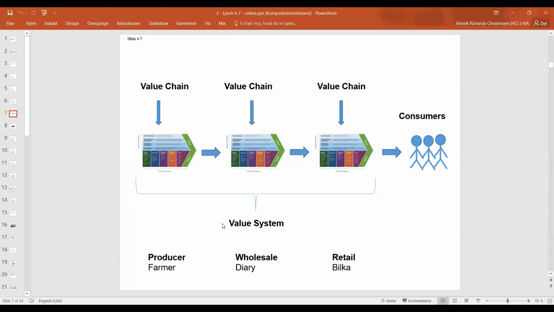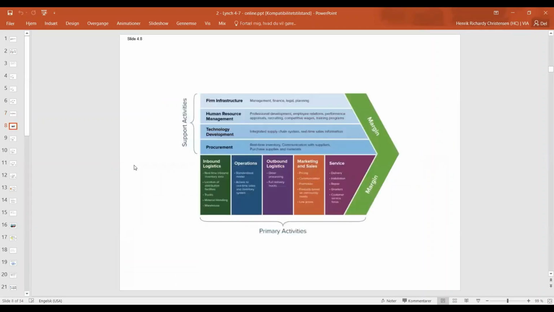It can also be the same corporation that owns the different companies. Then we would still talk about a value system, but we simply own it. So having this in place, let's try to take a closer look at the value chain itself, what it consists of. Looking into the value chain, it's important to understand that Michael Porter developed the value chain in the 80s. And he developed it primarily based on production companies. He didn't really take in service companies.